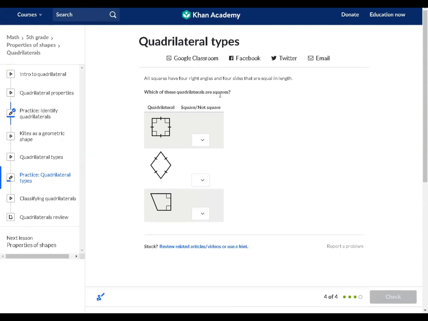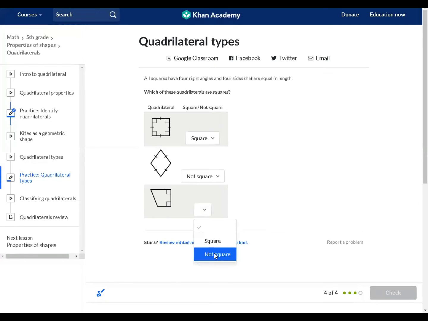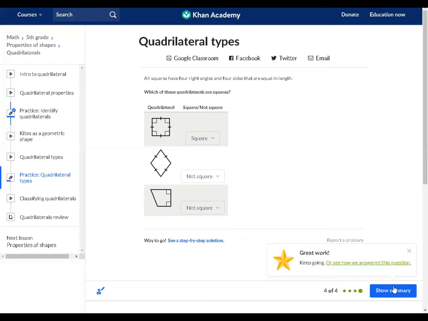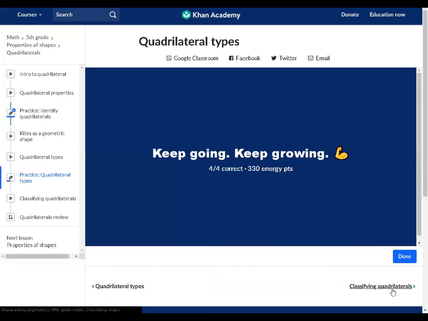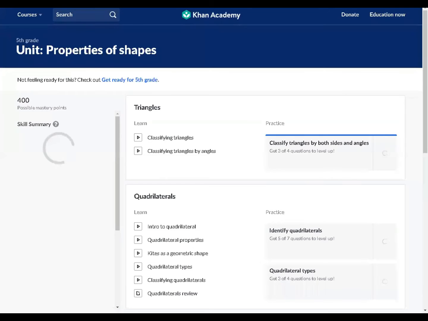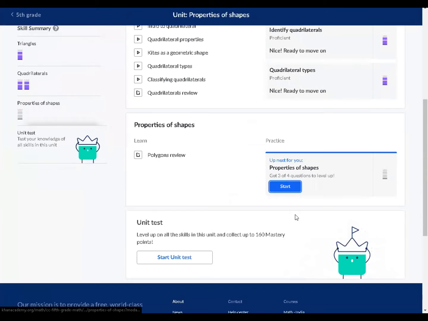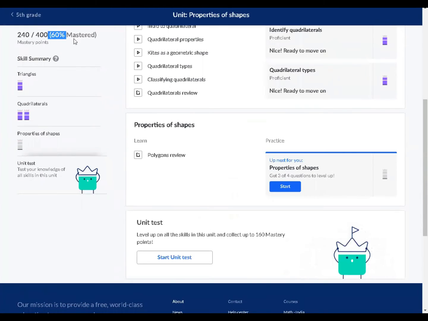Which of these quadrilaterals are squares? So equal sides and right angles. This is a square. This is not a square because we don't have a right angle here. And this can't be a square. And we got it correct. Let me go to the normal form. Yeah, like this. So we are 60% done.